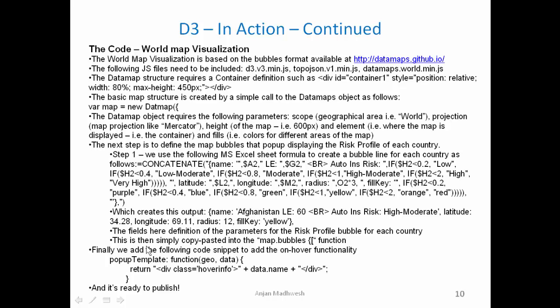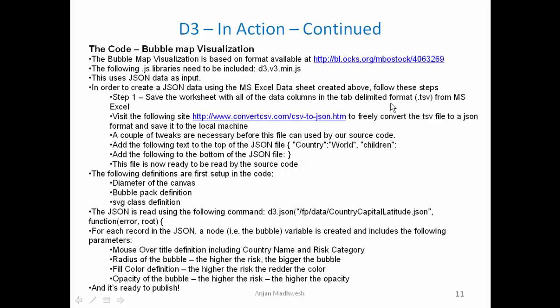Then this is simply copy pasted into this map.bubbles function that we will show in a little bit. And then finally we add the following code snippet to get the on hover functionality, so if you hover over Afghanistan, for example, it'll pop up with all of the information related to Afghanistan, and lo, it's ready to publish. Next, we'll talk about the bubble map visualization source code.